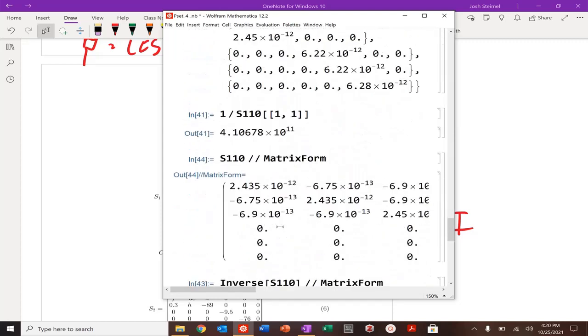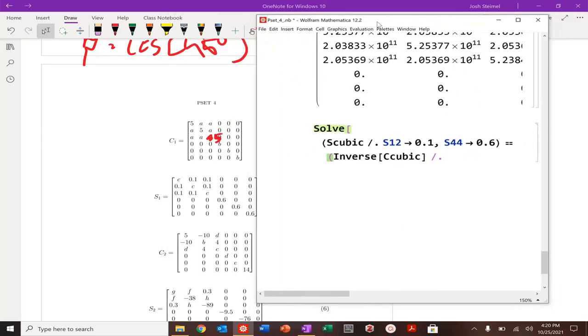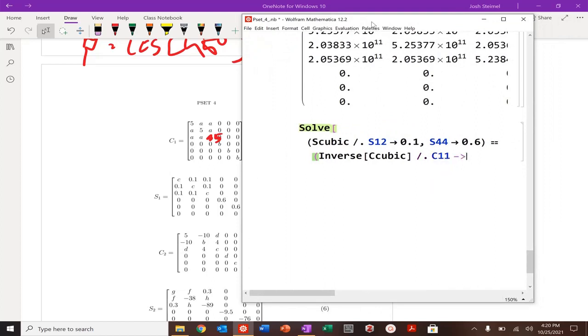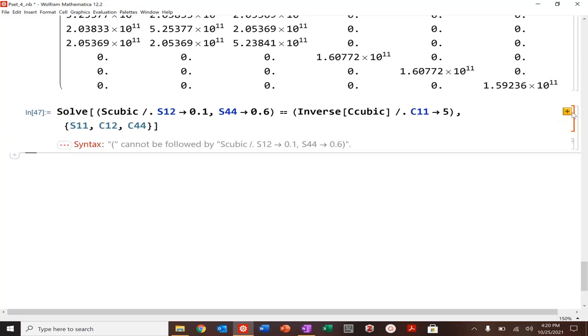So solve this equals inverse C cubic slash dot. And then for the C, we know that C11 goes to 5, and that's it. Oops, and I think it doesn't. Let's see what my error is giving me here. I think I need to do this, and what do I want to solve for? I want to solve for S11, C12, C44. What does it not like?